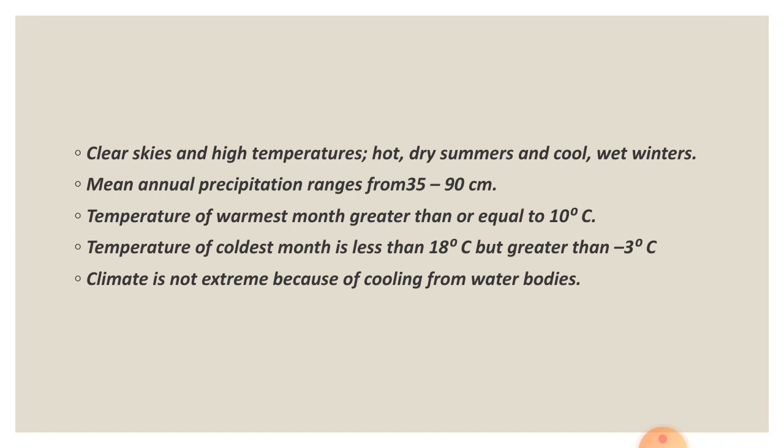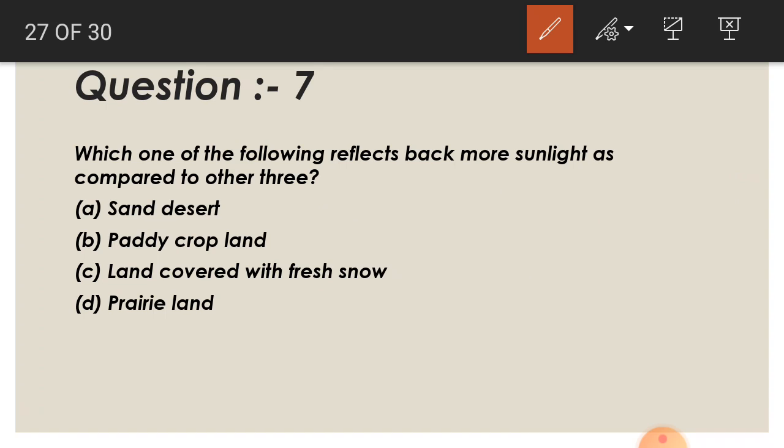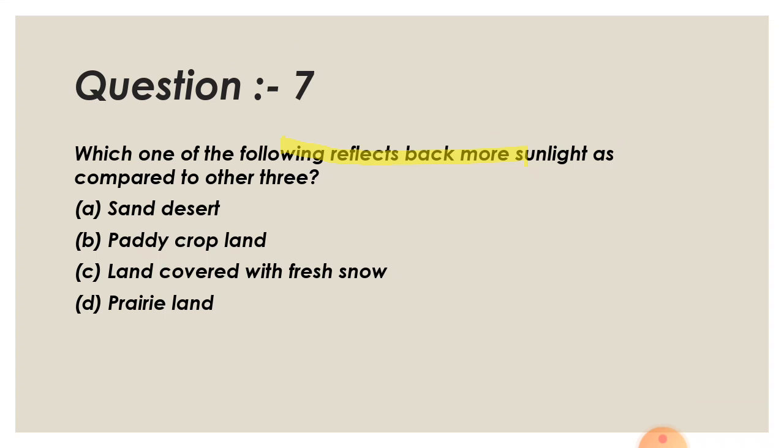Now our question number 7. Which one of the following reflects back more sunlight as compared to the other three? Reflection of sunlight means sunlight is falling on an object and how much it is able to reflect that sunlight back into the atmosphere. And what is this phenomenon known as?